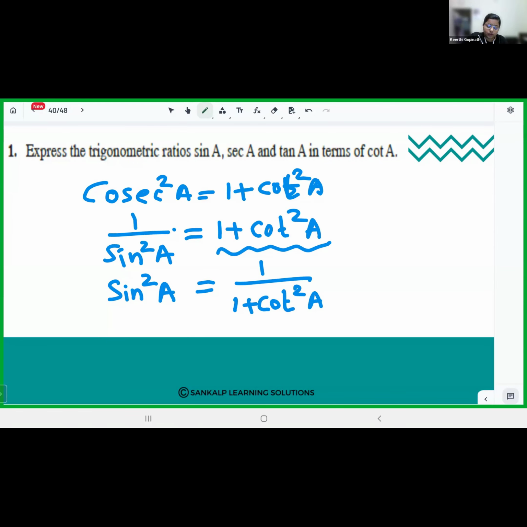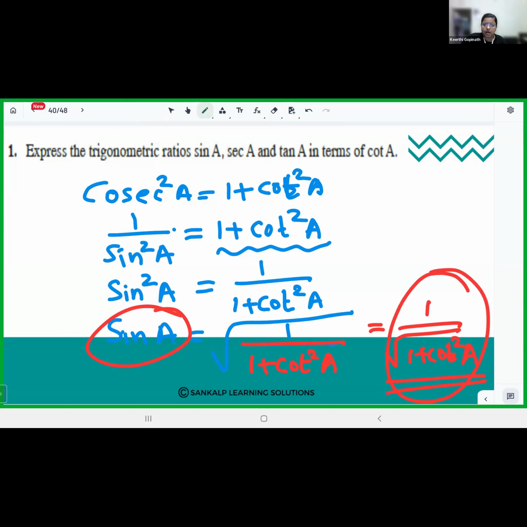Now what you have to do? We need only the value of sine A. So sine A is equal to root of 1 by 1 plus cot square A. What is the value of root 1? That is 1 itself. So sine A is 1 by root of 1 plus cot square A. So we expressed sin A in terms of cot. This is the first one.